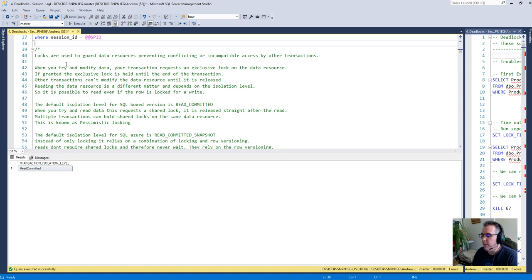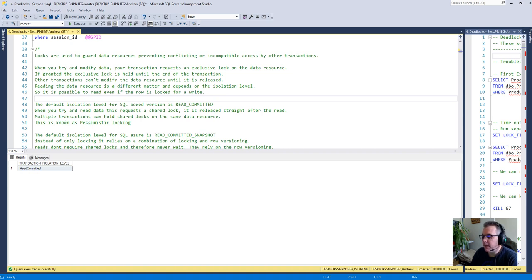So let's just talk about it a bit. Locks are used to guard data resources to prevent conflicting or incompatible access by other transactions. When you try to modify data, your transaction requests an exclusive lock on the data resource. If granted, the exclusive lock is held until the end of the transaction. So other transactions can't modify the data resource until it is released. Reading the data resource is a different matter and depends on the isolation level. It is possible to read even if the row is locked for a write.